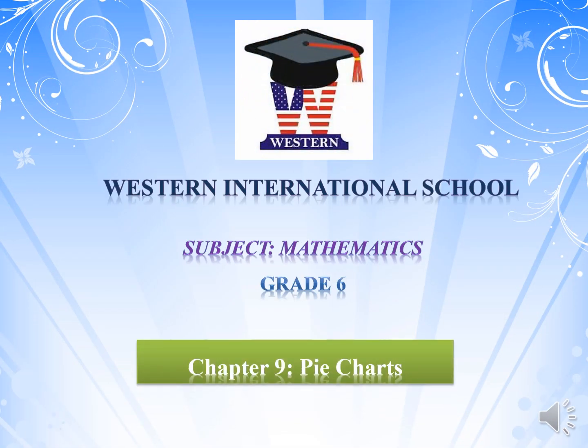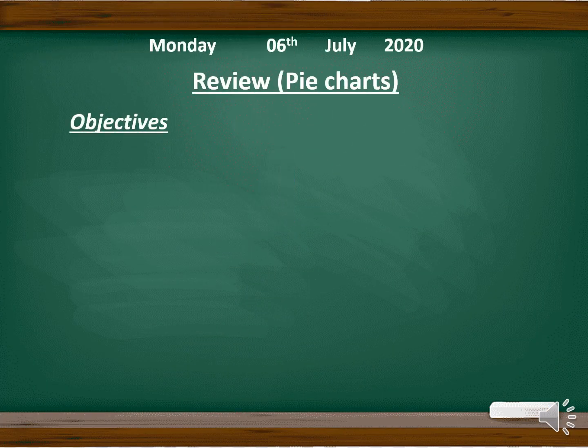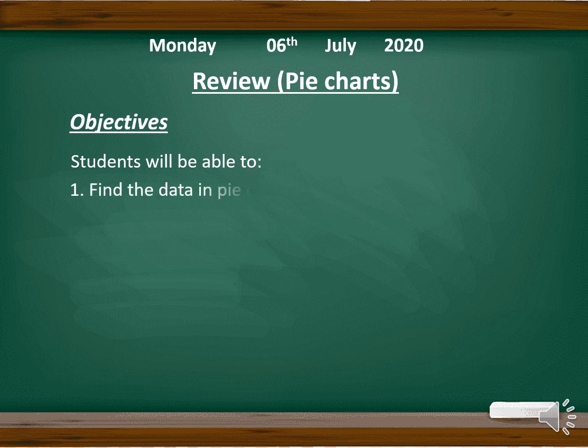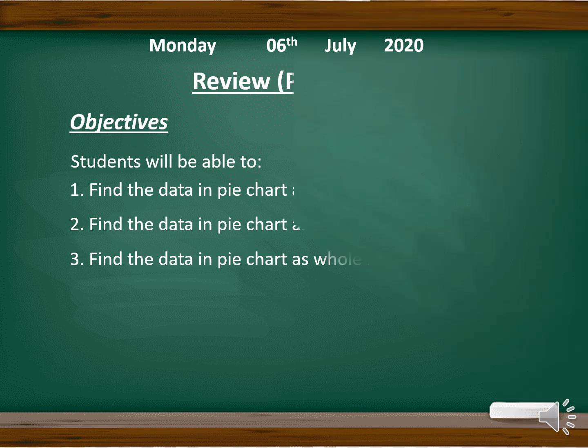Today the teacher picks up chapter 9, pie charts, to review with all of you. So the teacher wants all of you to look at the objective before we move to the review points. At the end of the session, students will be able to find the data in a pie chart as fractions, as percentages, and as whole numbers.